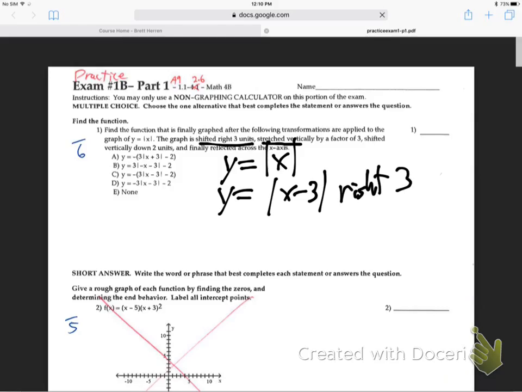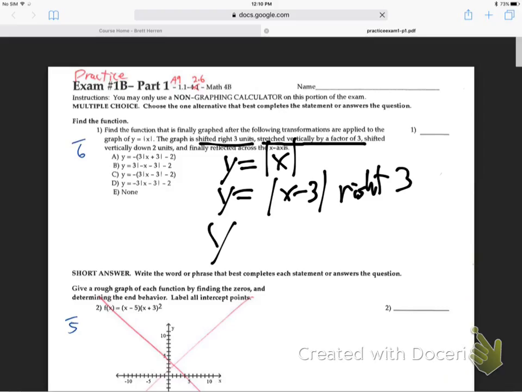Next, stretch vertically by a factor of 3. Vertically. Is that an x or a y thing? Vertically. It's an up-down thing, right? So that's a vertical thing, that's a y thing. So am I going to put it inside the absolute values or outside? Outside, because it's a y thing, right?